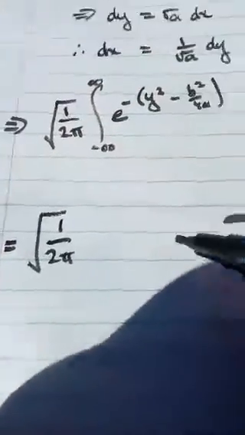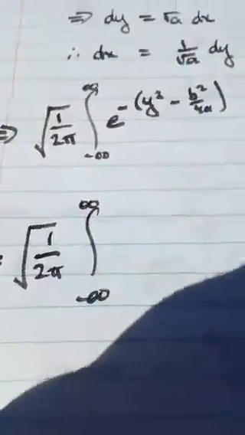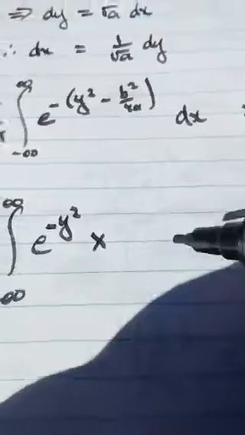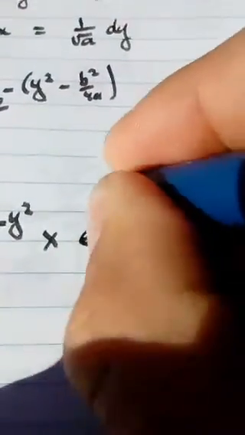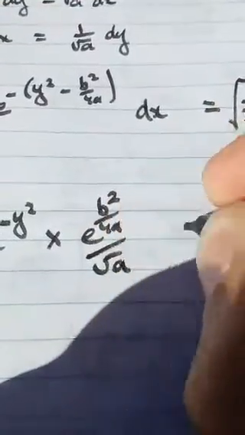All right, so the integral of this, we just use this one. It becomes, I'm going to simplify it again, make it even easier. This equals 1 over root 2 pi, the integral from minus infinity to infinity of e to the minus y squared multiplied by e to the b squared over 4a, over root a, dy.